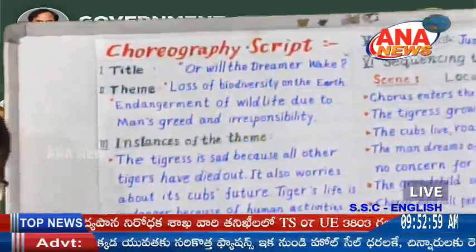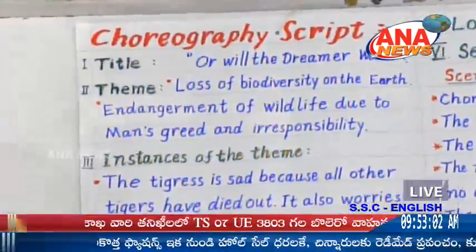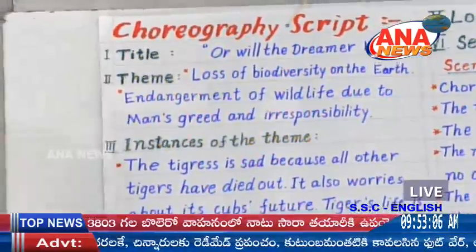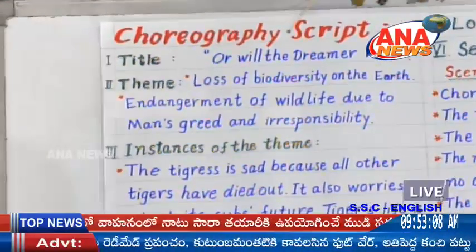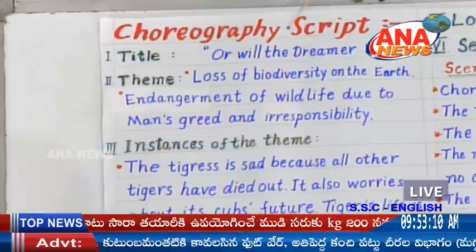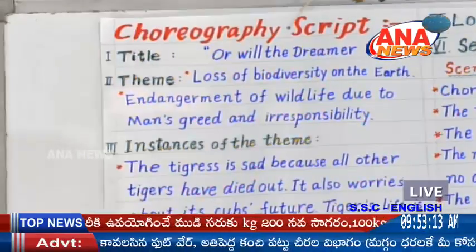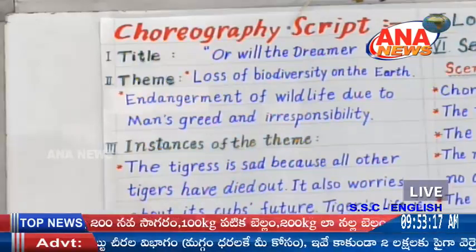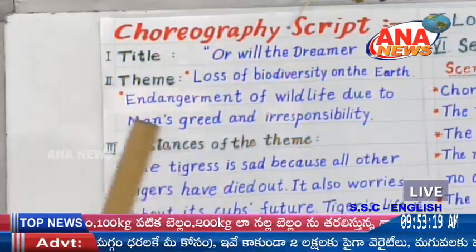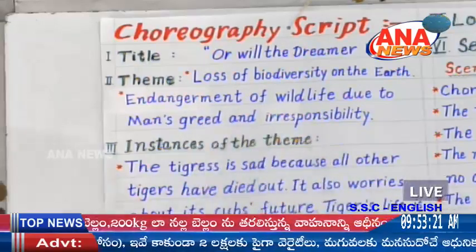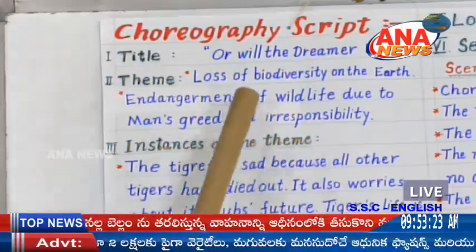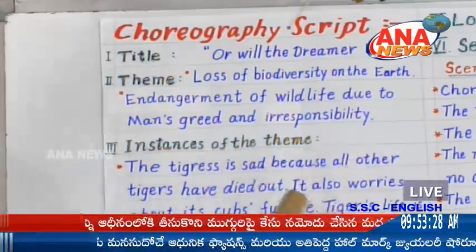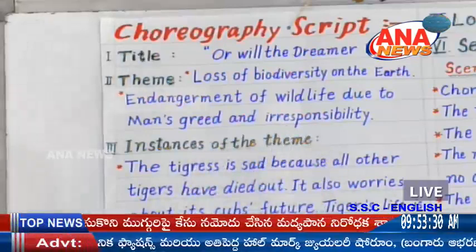Why is this happening, my dear students? Because of man's greed. He wants more and more. The man never is satisfied with what he has right now. He always wants more, more and more. Because of that, he is destroying everything in nature. So the theme is loss of biodiversity on the earth, endangerment of wildlife due to man's greed and irresponsibility.